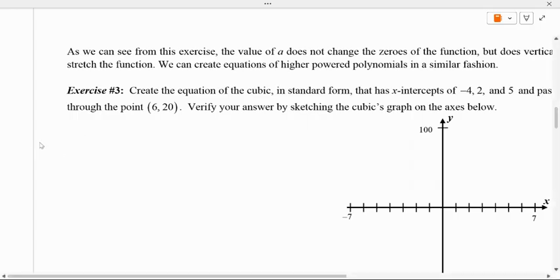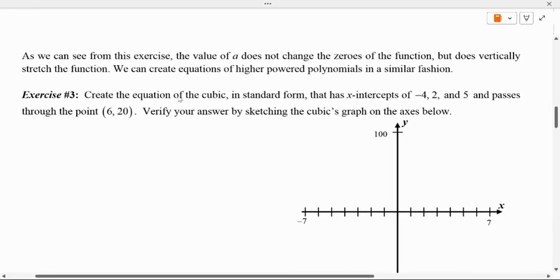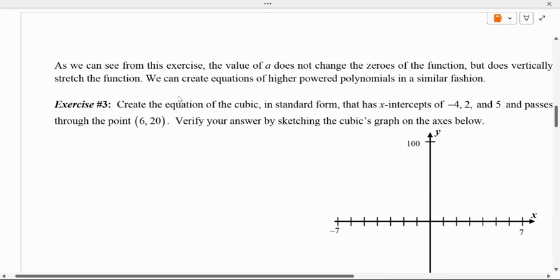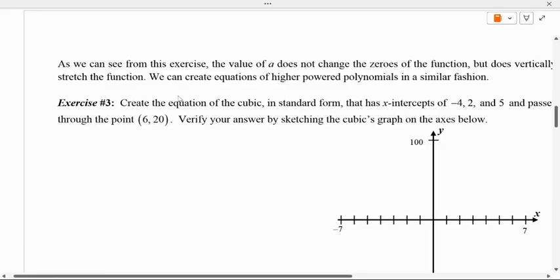All right. But it does change the vertices and the y-intercepts. We can create equations of higher powered polynomials in a similar fashion. So now we're going to deal with a cubic. Cubic means that it has 3 roots, right? So create the equation of the cubic in standard form that has x-intercepts of, so I'm just going to write down what the roots are. So my roots are -4, +2, and 5. That means that my factors are x plus 4, x minus 2, and x minus 5.